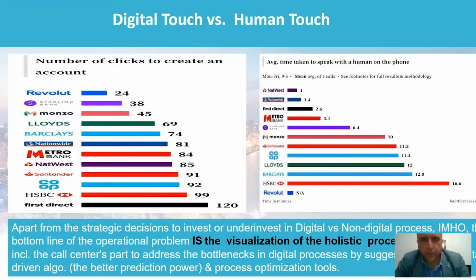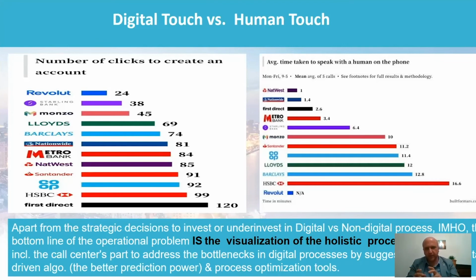Next is digital touch versus human touch. I'm sure many of you have seen the audit conducted by a UK consulting firm called Built on Mars, which compared the challenger banks with the incumbents on the number of clicks to create an account. As we see, Revolut, Monzo, Starling are among the undoubted leaders. And we see at the bottom HSBC, First Direct, and other incumbents, right? Digital touch with the challengers is much improved compared to the traditional banks.